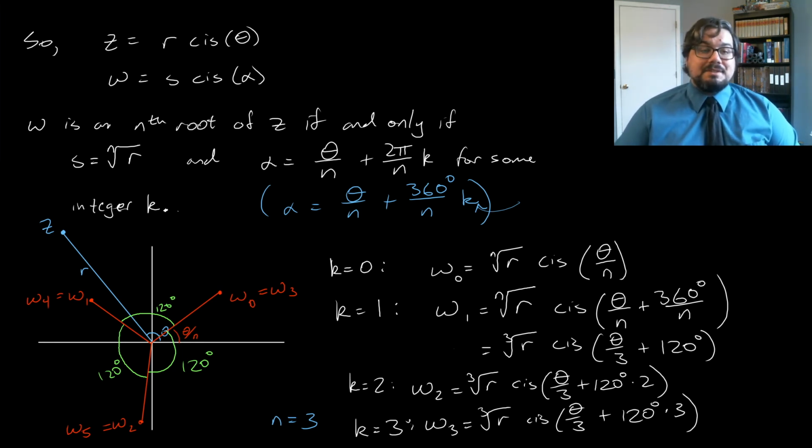The point is that we don't have to use all of the values of k that are possible. We actually only need to use the numbers from 0 to n minus 1, because all of the other numbers that we get are going to just be duplicates of those n numbers.